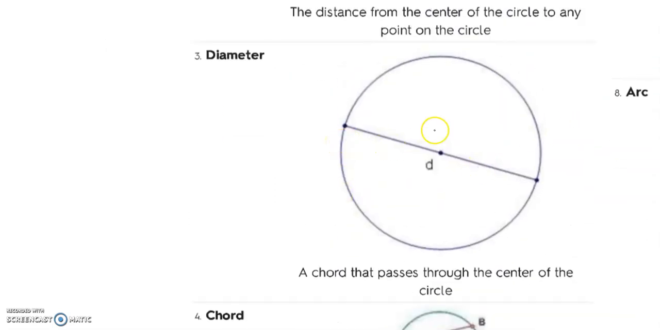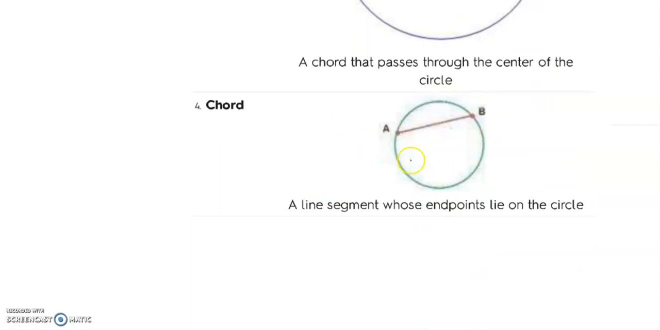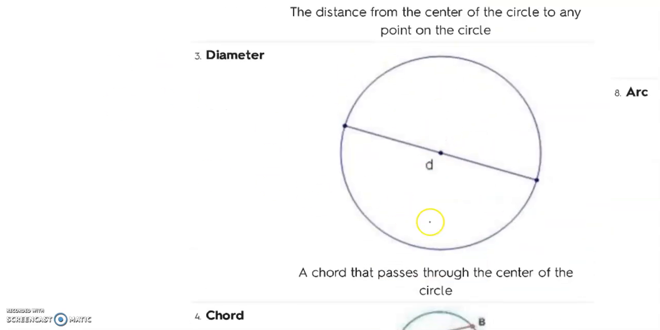Our diameter is a chord that passes through the center of the circle. Now, a chord is a line segment whose endpoints lie on the circle. So it has to be a line segment. It cannot extend past that because that will be something else we will talk about in a minute. And our diameter is a special type of chord.